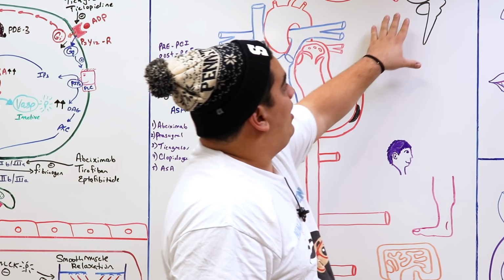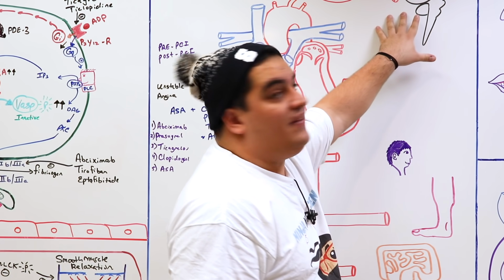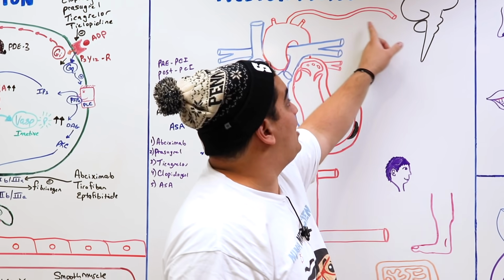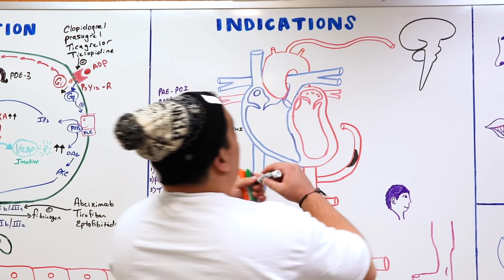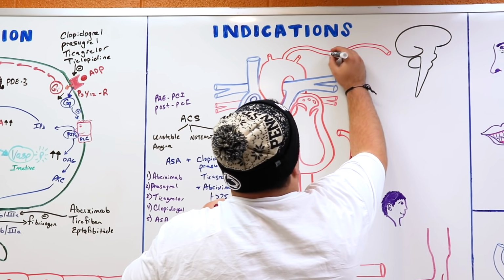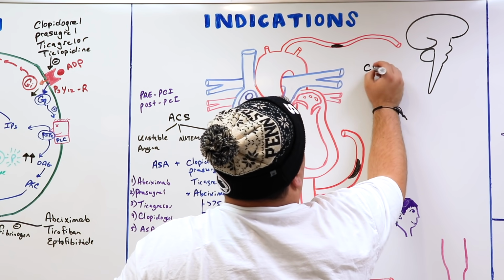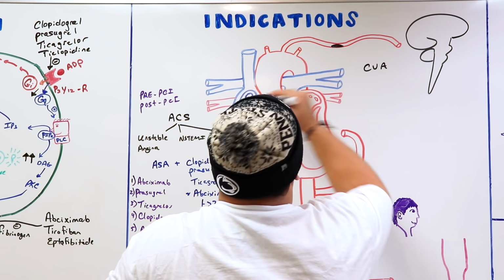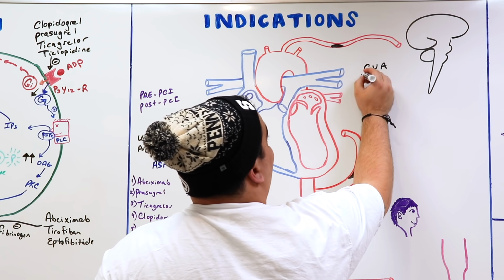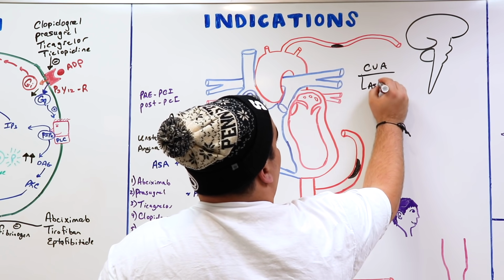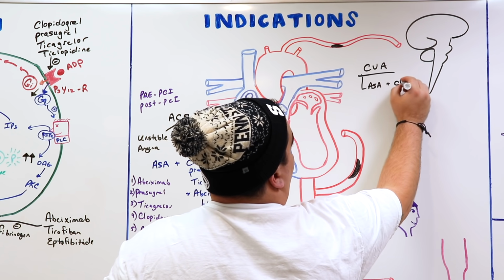Okay, what about some type of CVA? So certain situations where there are actually blood clots that are going to different types of structures within the brain. That could be another indication for giving this. So again, remember that cerebrovascular accidents, this is also a good combo to give. Things like aspirin and things like clopidogrel.